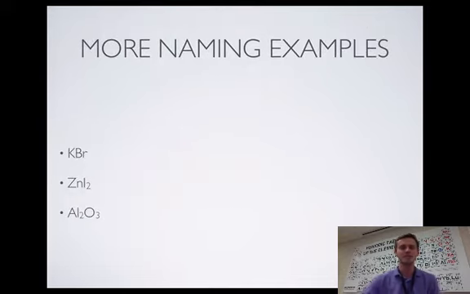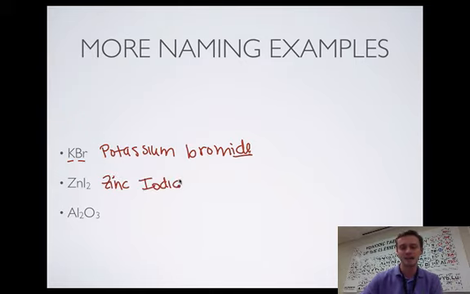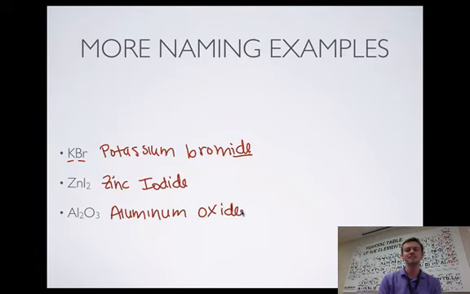Okay, more naming examples. I just wanted to throw out a couple more for you. K, I find that on my periodic table, it's potassium. I find Br on my periodic table, it's bromine, and so it's potassium bromide. Okay, this is zinc. Okay, this is zinc iodide. This is aluminum oxide. Okay, so those are just some examples for when you're naming a binary ionic compound.